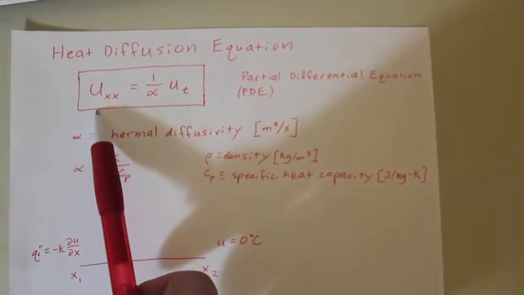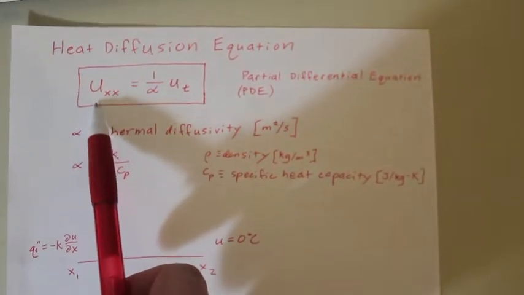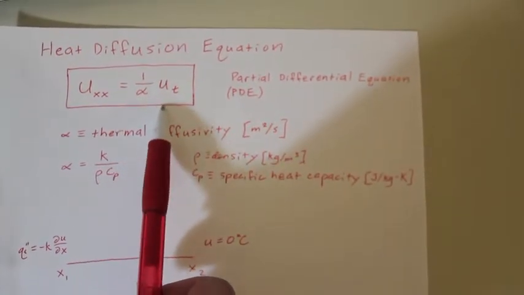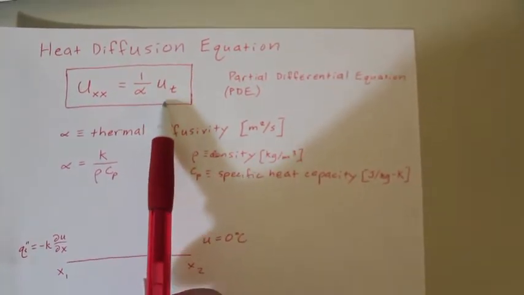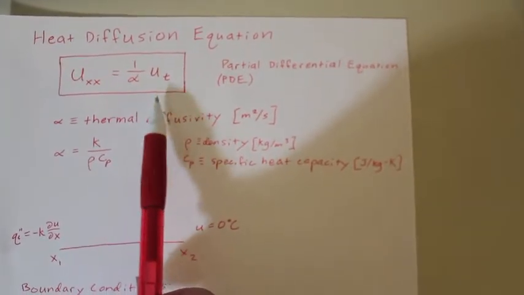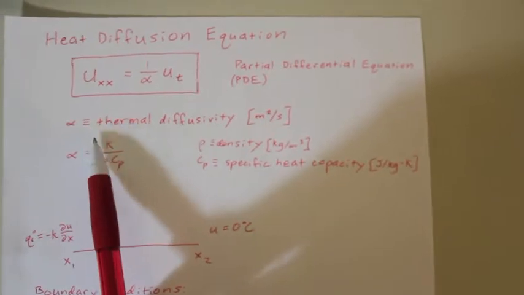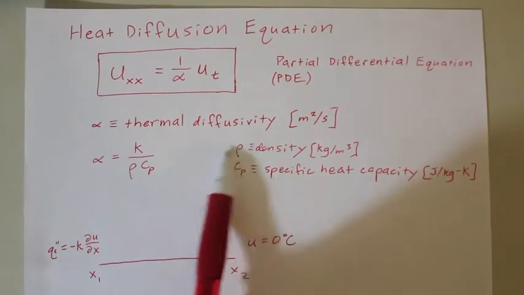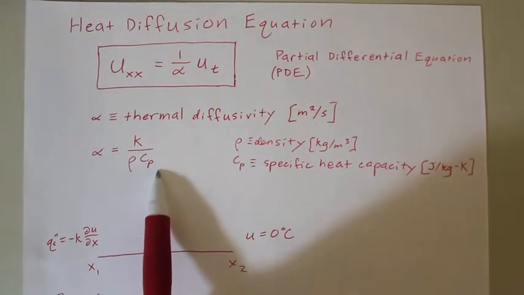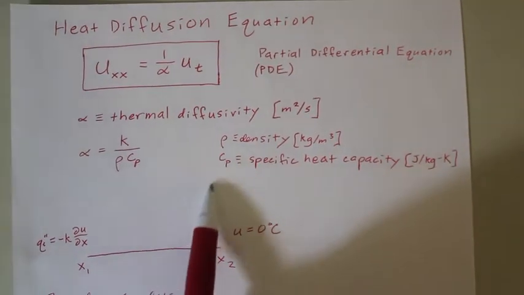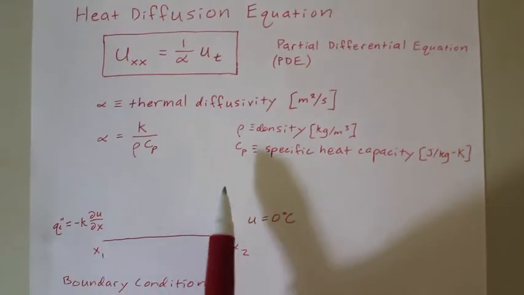This states that the second partial derivative of u with respect to x is equal to 1 over alpha times the first partial derivative of u with respect to t, which is time. Alpha is the thermal diffusivity, which has units of meters squared per second, and is defined as k over rho Cp, with rho being density and Cp being specific heat capacity.